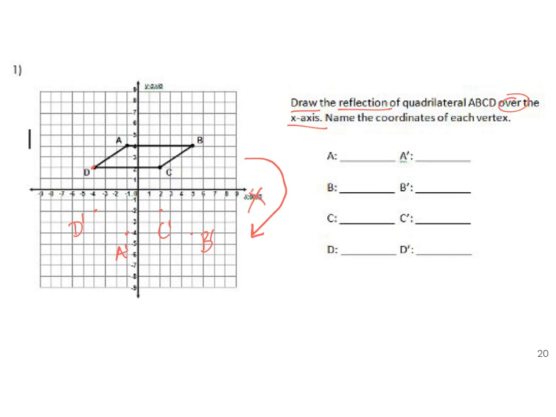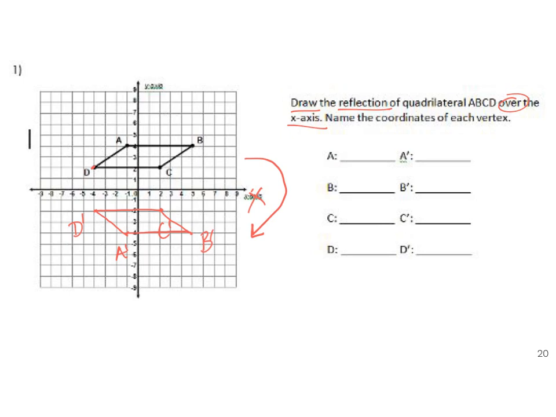Connect these points in order, A to B, B to C, C to D, and then D to A. So it's flipped over that axis.